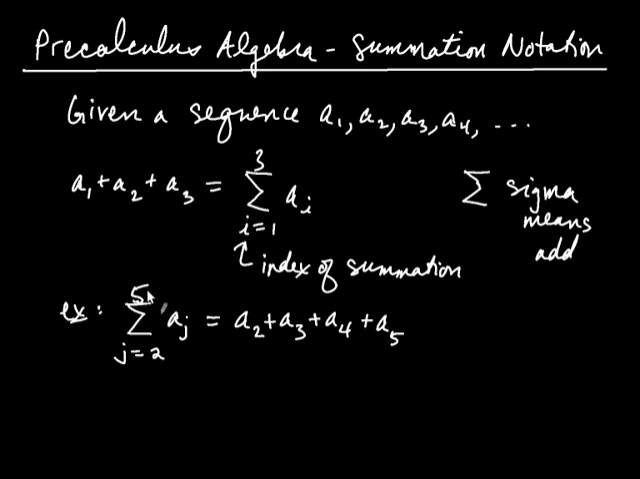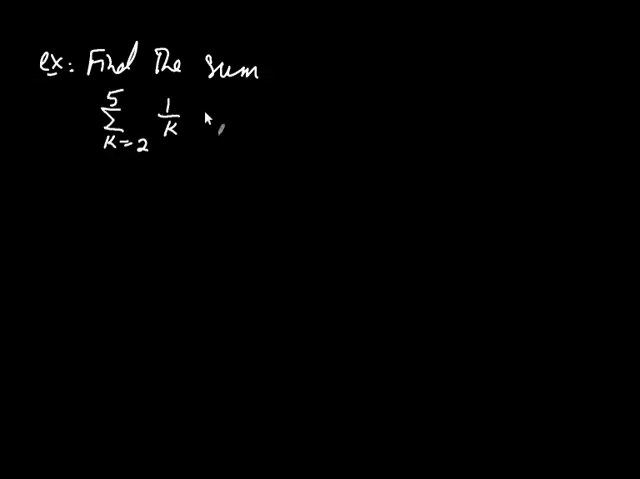I stop at a sub 5 because that was the top number above the summation notation. All right, let's go ahead and see some examples of finding sums where the sums have been written in summation or sigma notation. People use those terms interchangeably. Okay, so let's find the sum.